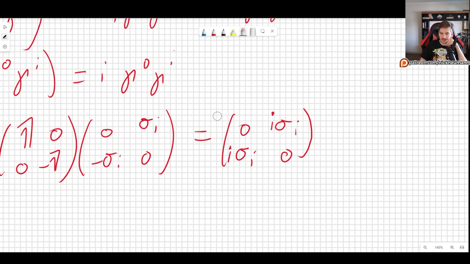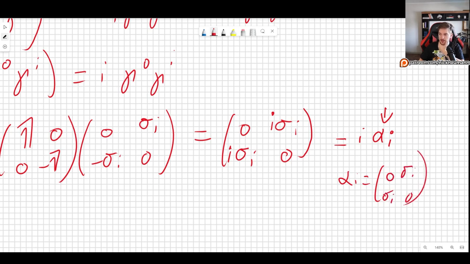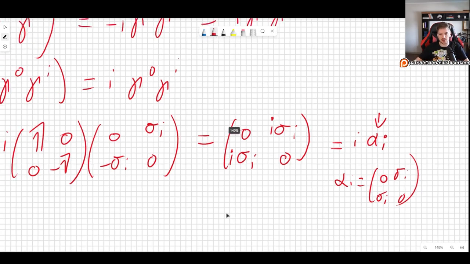And this is actually something that we have seen in the past. This is what we previously called I times alpha I. Now these alpha I are simply the alpha matrices that we defined when we found the Dirac equation, right? These alpha I simply being (0, sigma I; sigma I, 0). So those are the matrices that we defined a few lectures ago.